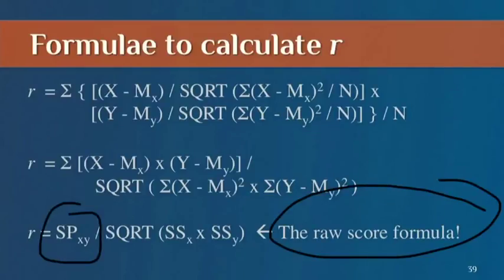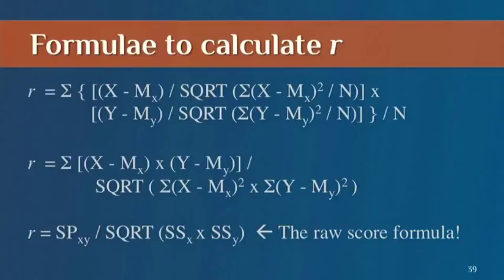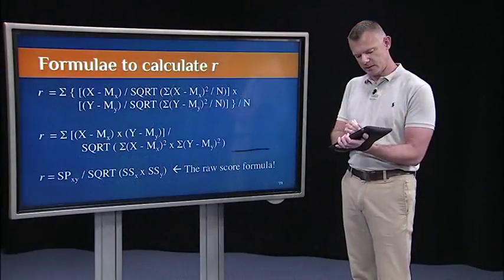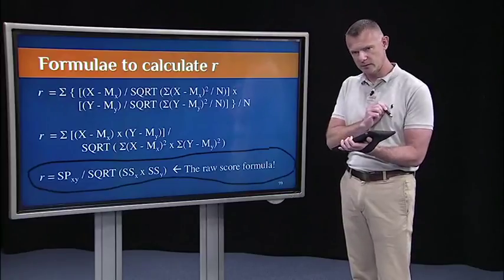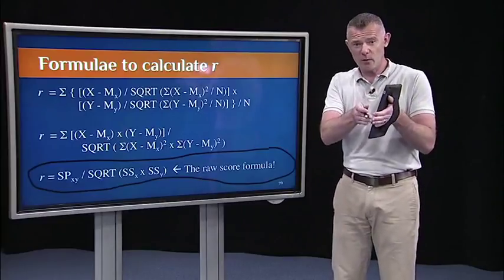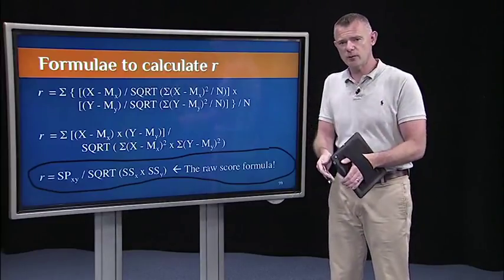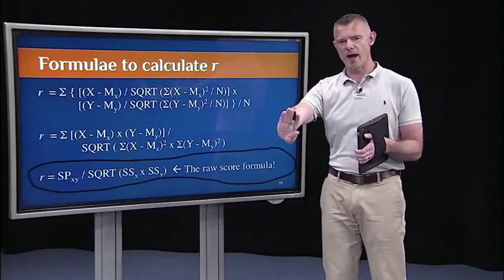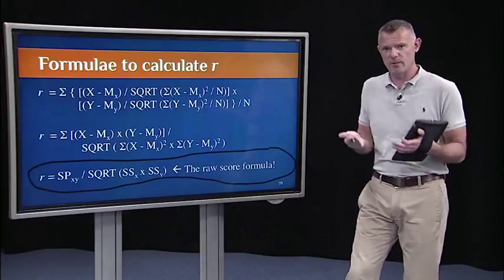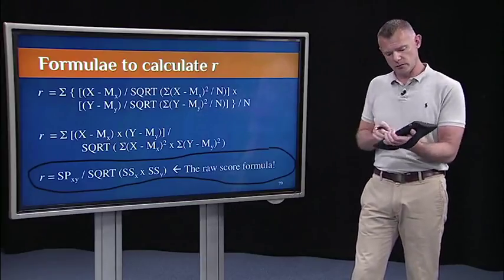So sum of cross products is right here. Sums of squares x is right here. And sums of squares y is right here. And remember, go back to the very beginning of the math segment. That was the raw score formula. So we started with the raw score formula in simple form, unpacked it, went to the z-score formula, unpacked it, and brought it all the way back to the raw score formula to show they're the same thing. They're going to give you the same exact number, the correlation coefficient.